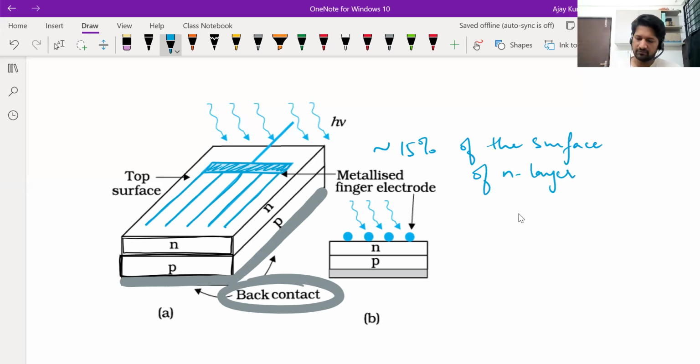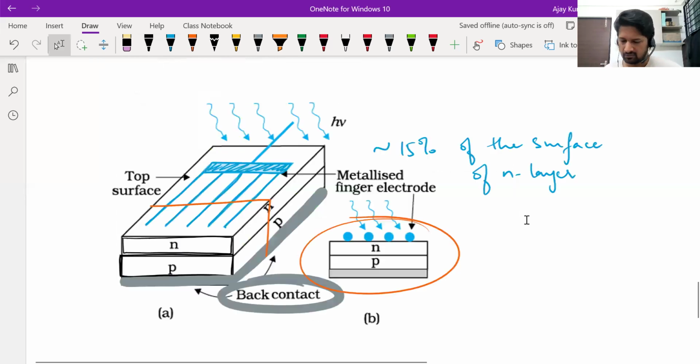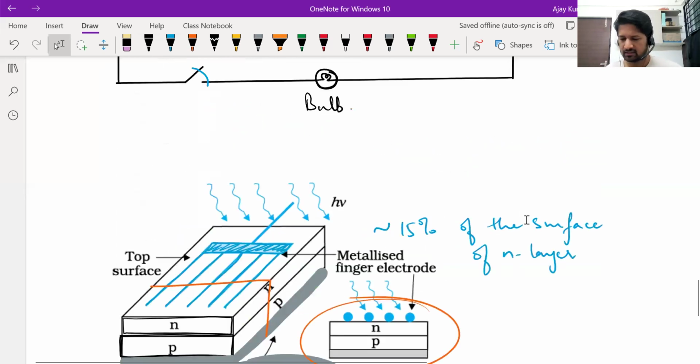So cross section, if you cut it this way, it appears like this. I drew the same thing vertically. Okay. This is oriented horizontally. So this is the P side. This is the N side. P side has a metal contact completely covering it. N side has a metal contact only partially covering it. Okay. Now, why is it important that it's only partially covered?